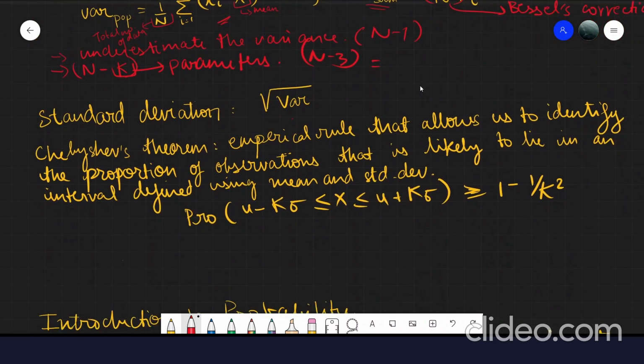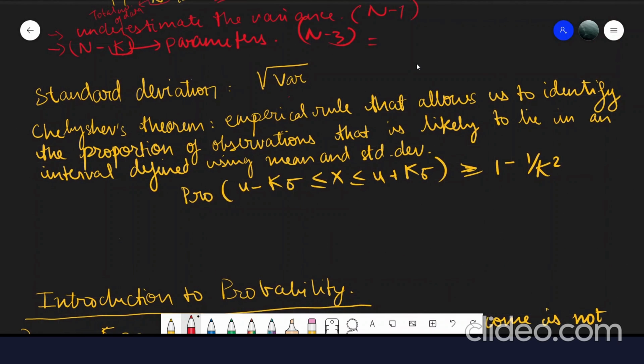Now I want to stop here and bring about a very important idea in statistics, which is Chebyshev's theorem. We can make use of the mean, variance, and standard deviation and put them together in Chebyshev's theorem. Chebyshev's theorem is basically an empirical rule that allows us to identify the proportion of observations that is likely to lie in an interval defined by the mean and the standard deviation. Now I know this definition looks heavy, but I'll explain this to you with an example.